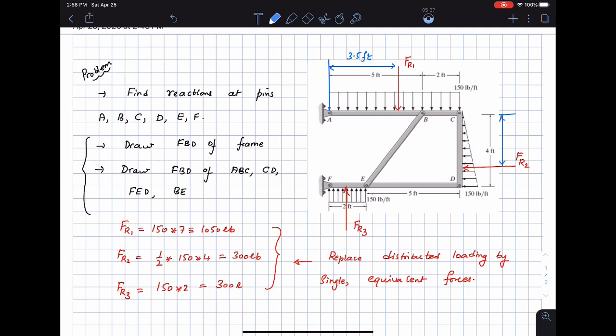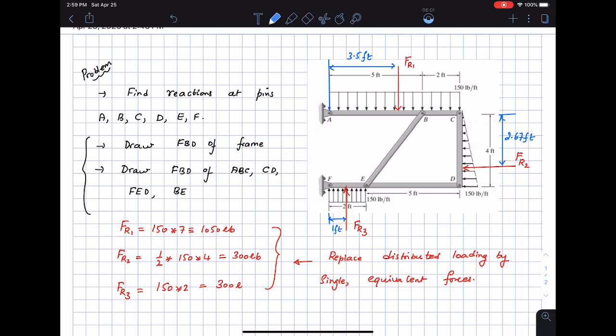Okay, these are all things that we've seen before, so I'm not going to spend too much time on that. And then likewise, you see that this is over a distance of 2 feet, rectangular loading, so its FR3 is acting at a distance of 1 foot from the point F. So if I mark the distance here, this is going to be 1 foot. All right, so that's the first thing that we did.